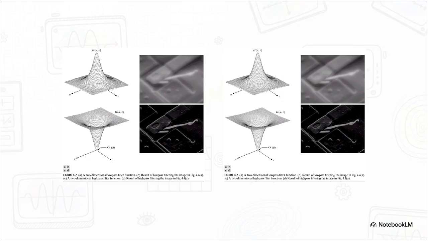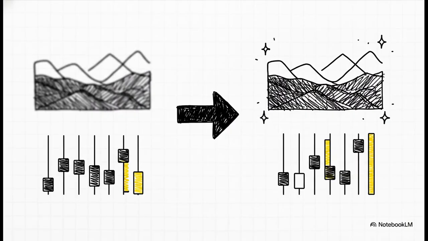Now, to sharpen an image, we do the exact opposite. We use a high-pass filter. This one blocks the blurry, low-frequency information and only lets the high-frequency details pass through. The result? An image that's basically made of only its sharpest edges and textures. And just like that, we've solved our puzzle.